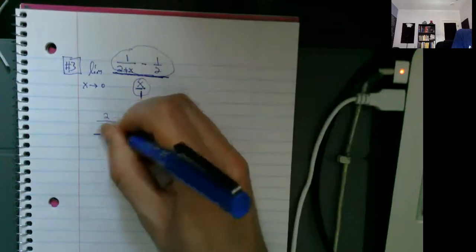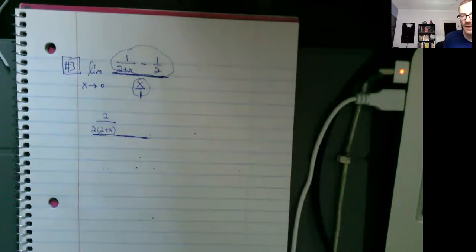So I'll multiply top and bottom. First of all, here's my big fraction bar, right? And I'm going to multiply top and bottom of this fraction by 2. That gives me 2 over 2 times 2 plus x. I'm not going to distribute the 2. Factored form is generally better for these kinds of problems, so I'm just going to leave it in factored form.